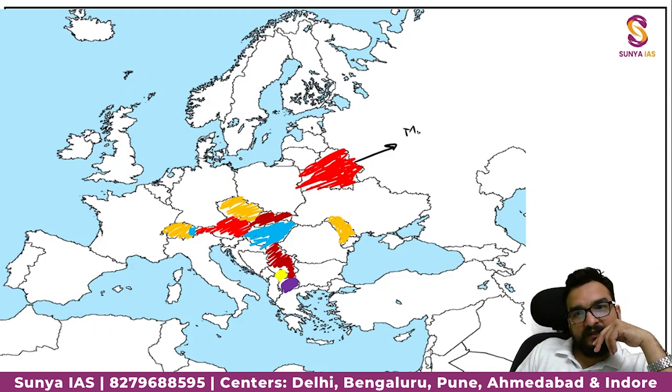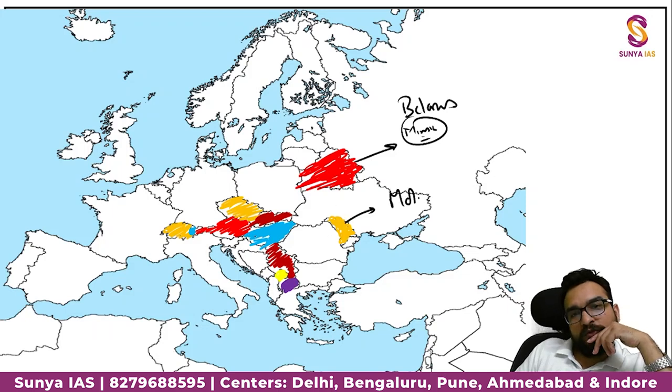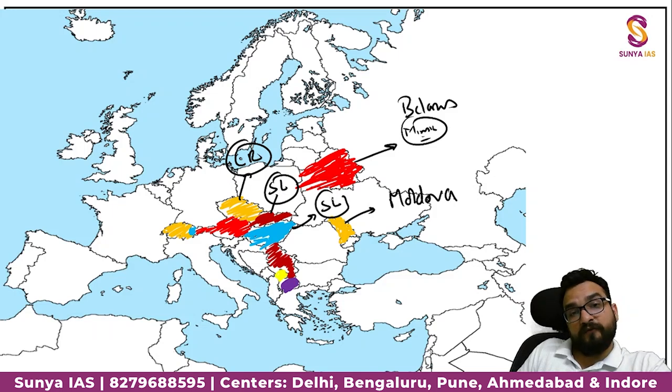Minsk is the capital. What is this particular area, guys? Belarus, Moldova. This particular center of the petal is Czech Republic, Slovakia. Over here, Slovenia. Not Slovenia, but over here you will find it. Sorry, Hungary.